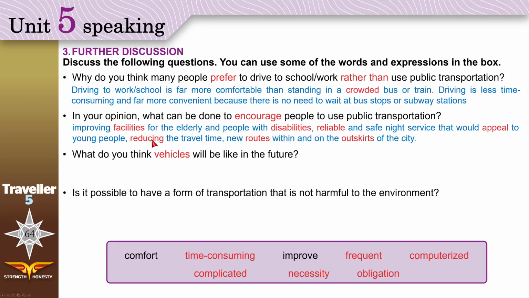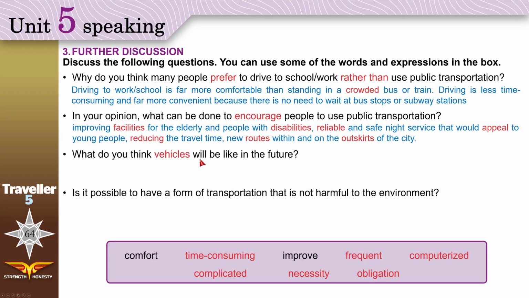Reducing, when you reduce, you make something less. The travel time, make it less time consuming. New routes, this can be pronounced as routes or routes. Routes are the ways, the streets you move on to get to places within and on the outskirts of the city. Outskirts are the areas that are far away from the city center.